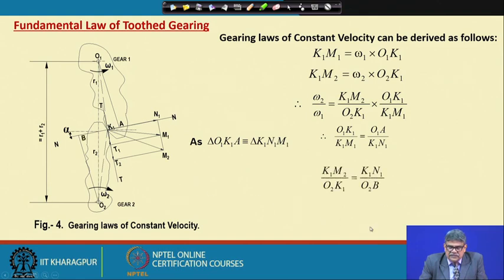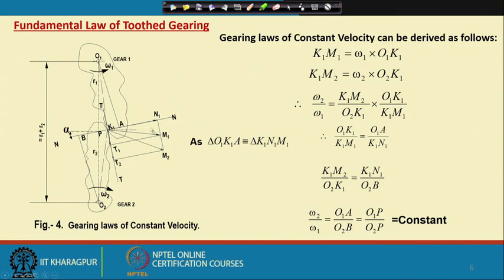Similarly, if we consider the other circle, then K1 M2 divided by O2 K1 must be equal to K1 N1 by O2 B. This means that if I consider omega 2 by omega 1, then O1 A divided by O2 B, and again from the similar triangle property of O1 A P and O2 B P, we can write this must be equal to O1 P by O2 P.